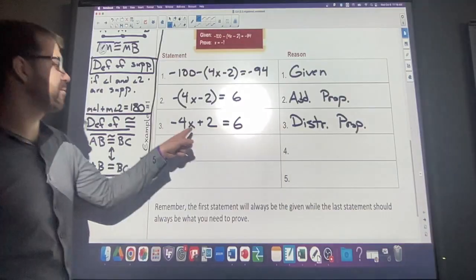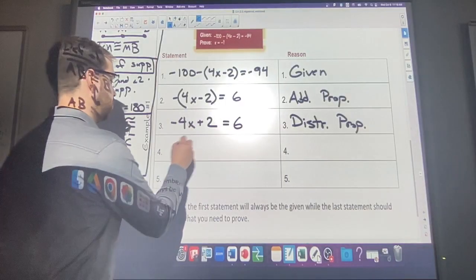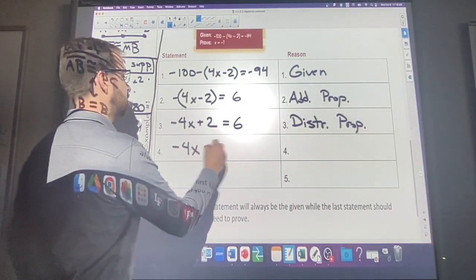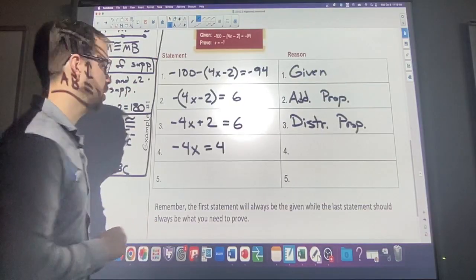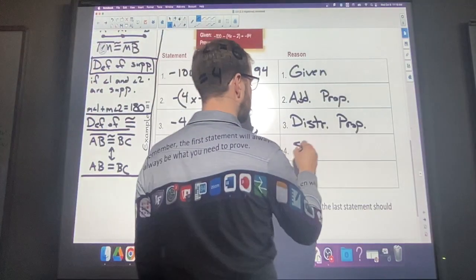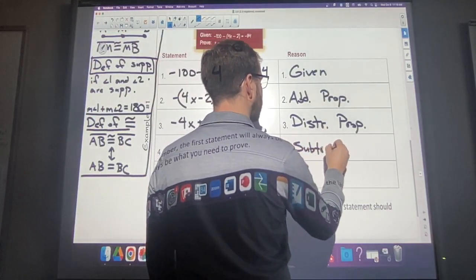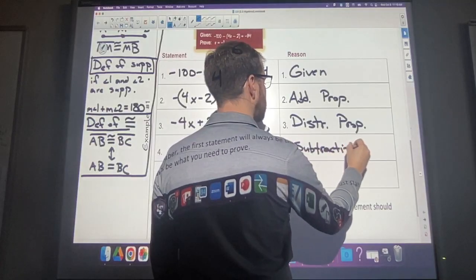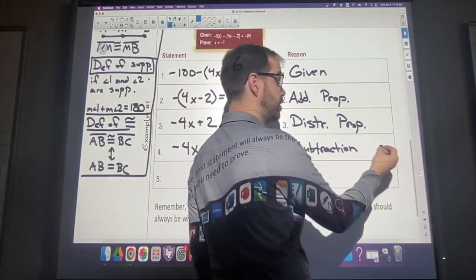And then we have, I want to get rid of the 2. So negative 4x equals 4. That would be the subtraction property. Make sure you actually spell this one out. So I don't think you're saying substitution.